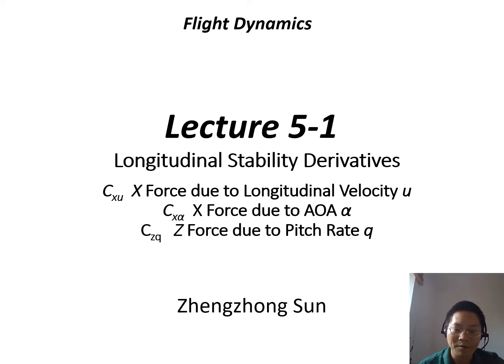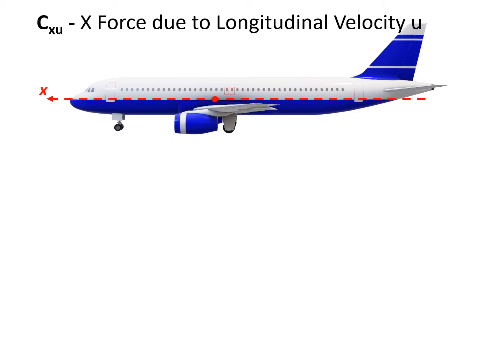From this lecture, we will enter the longitudinal stability derivatives. And in this class, we will study three stability derivatives. They are Cxu, Cx alpha, Czq, and they are all about the change in forces. The first parameter we are going to derive is Cxu, x force change due to longitudinal velocity.